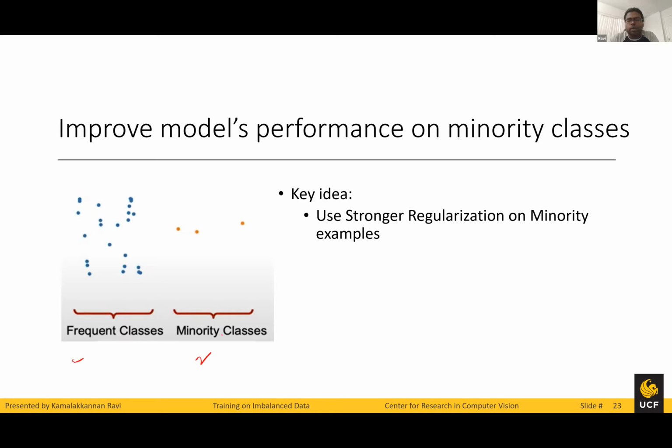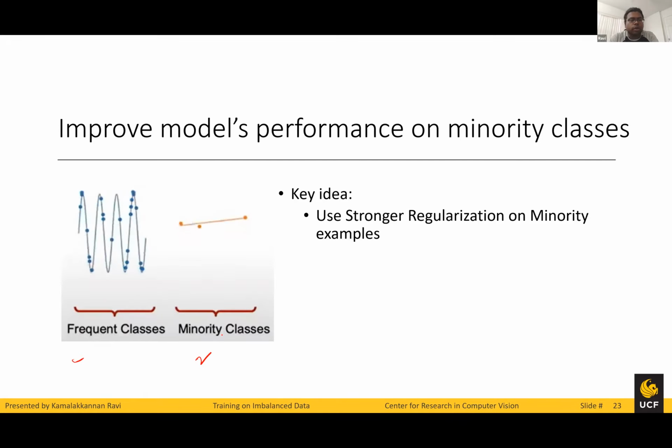What the authors mean by stronger regularization is this. They want to have a stronger and very complex model put on the majority class, and a very lenient, simpler model put on the minority class, so that the minority classes will have a little wiggle room to move, to allow some misclassification and still perform better in general. That's the overall idea for this particular work.